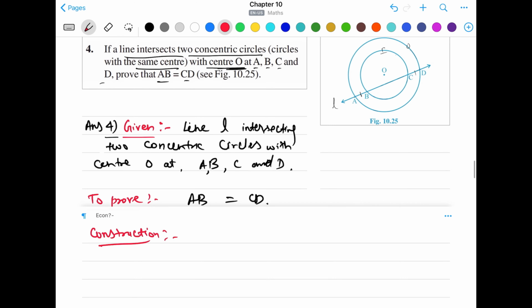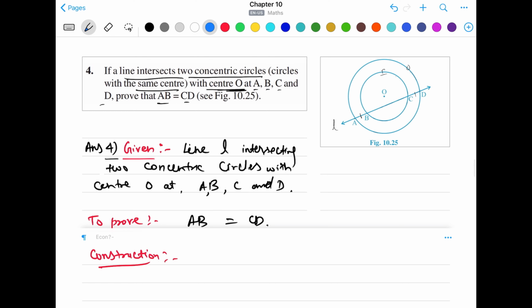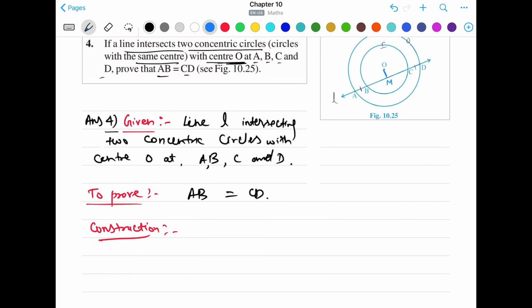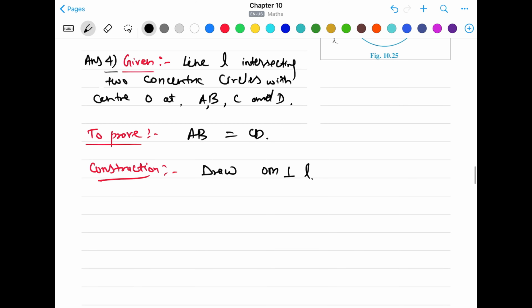Okay, let's do a construction first. The construction that we are going to do is, we will draw a perpendicular from the center to this line. Okay, let's draw this here, like this. Let's name this point as M. So the construction is: draw OM perpendicular on the line L. Okay, let's start this proof.